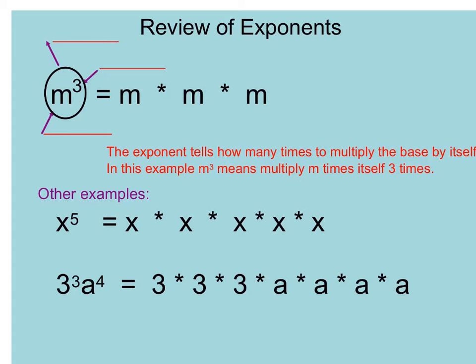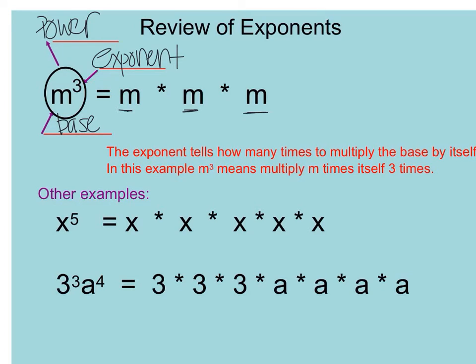When we read this, m to the third, the whole thing is called a power. We read this as m to the third. Our m is our base, and of course the 3 is our exponent. An exponent tells us how many times to multiply the base by itself. So m to the third communicates multiplying m times m times m, 3 times.